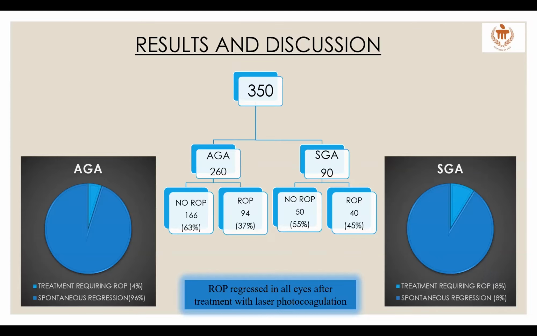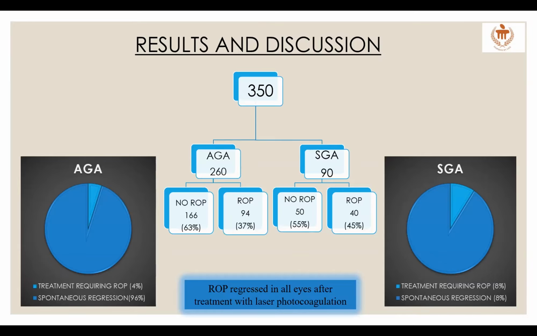When they are born, they require more oxygen, and they are not able to tolerate enteral feeds very early. So early feeds are not possible, and they undergo additional treatment from the pediatrician side as well. So that adds risk factors for developing ROP.